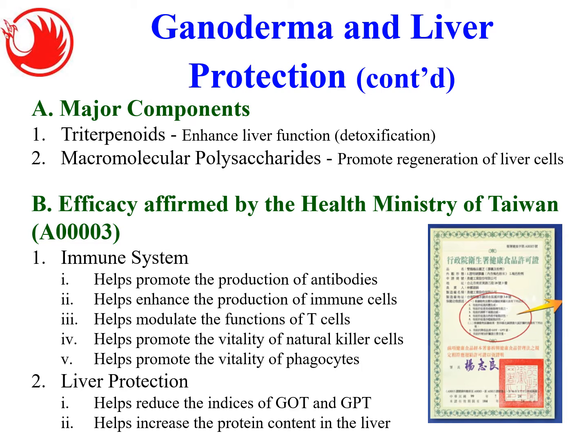Second is liver protection. They tested that it helps to reduce the indices of GOT and GPT. GOT and GPT must be lower so that the liver can perform well. It also helps to increase the protein content in the liver. These are assurances that the product is effective according to lab tests. These are the accreditations from the Health Ministry of Taiwan.